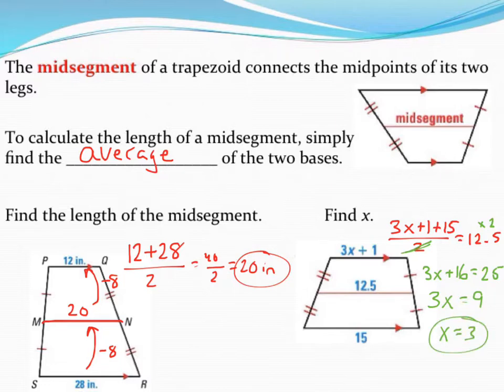Let's check this one the same way, or a similar way, we did that first problem. If I were to plug 3 back in for x, 3 times 3 is 9, and 9 plus 1 gets me 10. So this base is going to be 10 up here. If I wanted to check this, then let's add up our two bases. 10 plus 15 gets us 25. And if I divide by 2, I get 12.5, which was the length of my midsegment. So I know 3 must be the correct value for x.